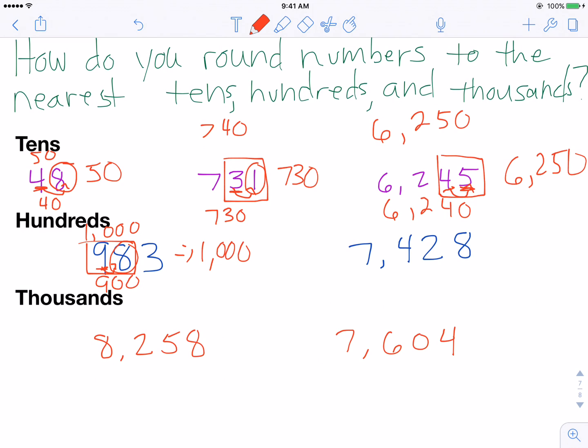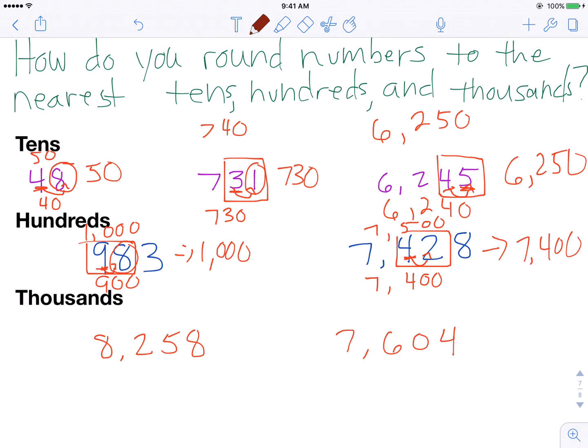When my number is in the thousands, I'm working on the same skill, so I'm looking to decide, okay, this number is between 7,400 and 7,500. So I'm going to check out my hundreds here. I'm trying to decide between 400 and 500. I use this number in the tens place. That's a 2. That would be 4 to the floor. So this number rounds to 7,400.